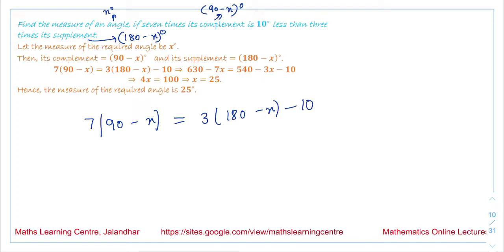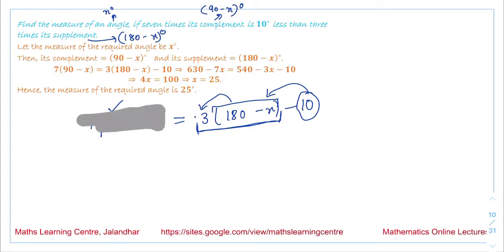This is the supplement of the angle. We are saying 3 times the supplement of the angle is the greater value, because this is 10 less than this. So we subtract 10 from 3 times the supplement of the angle and it should be equal to 7 times the complement of that angle. I am again explaining how we are writing these terms. From the question, it is given that 7 times its complement is 10 less than 3 times its supplement.